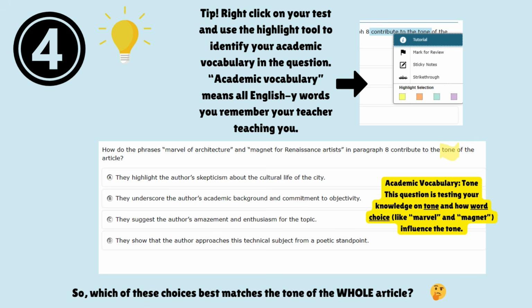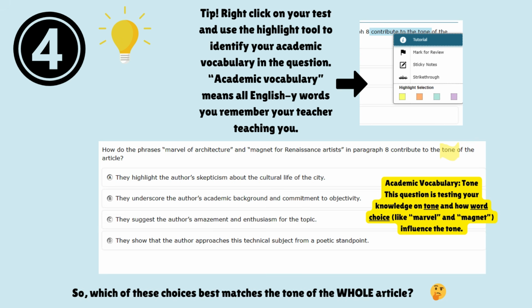Because the author wanted to provide a certain tone. They could have chosen any words, but they chose those words and those phrases. Marvel of architecture, magnet for Renaissance arts, because they wanted a certain tone to be conveyed.